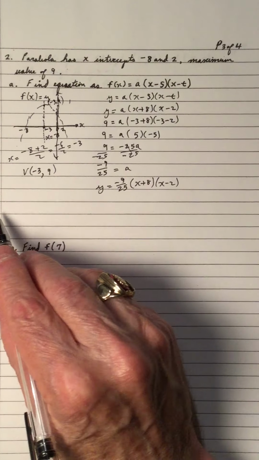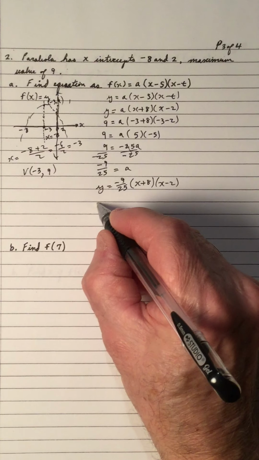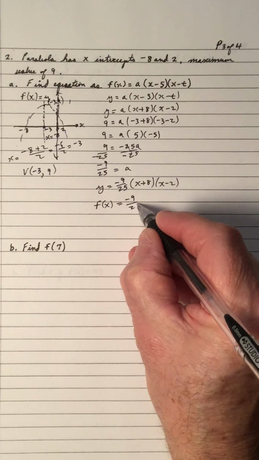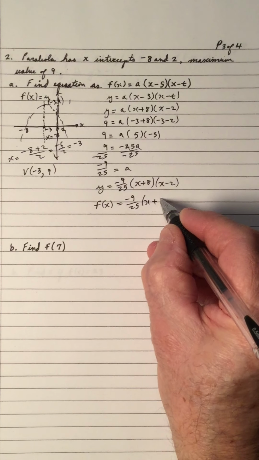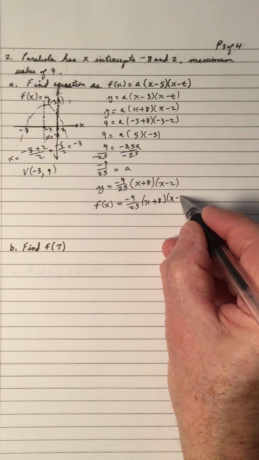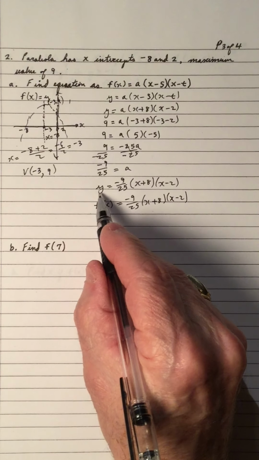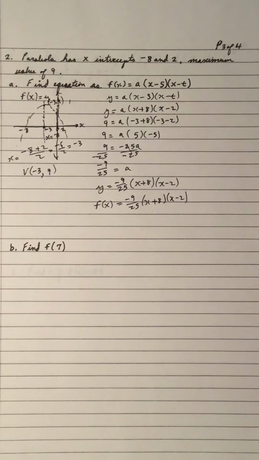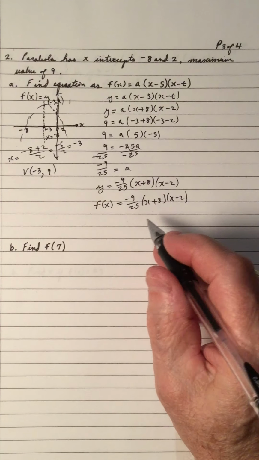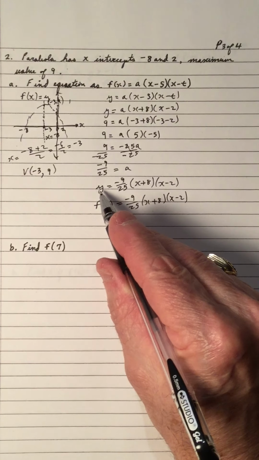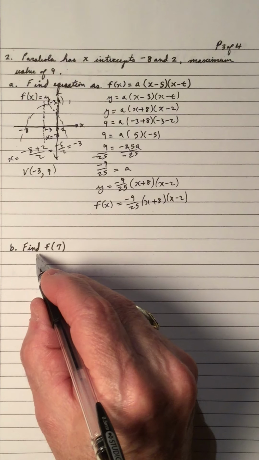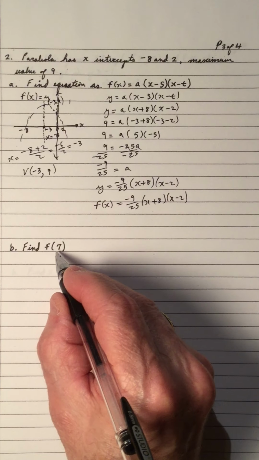Now we have the equation that we found, and we have to put it in the f of x notation. So we got negative 9 over 25, x plus 8, x minus 2. I did it in terms of y first, and then I converted my y to f of x notation. Now I want to find the f of 7.